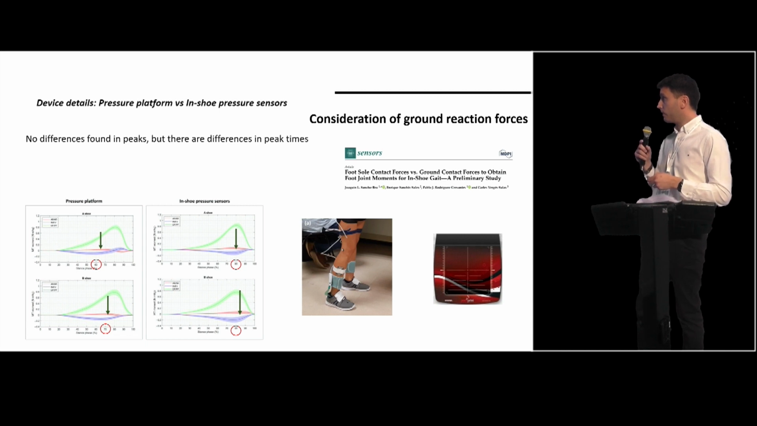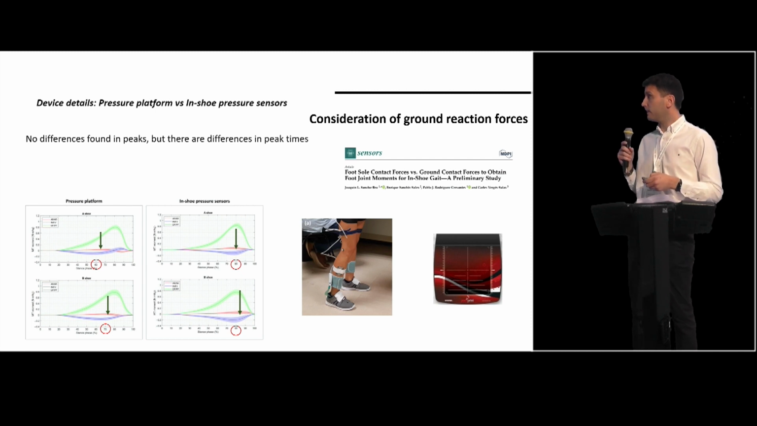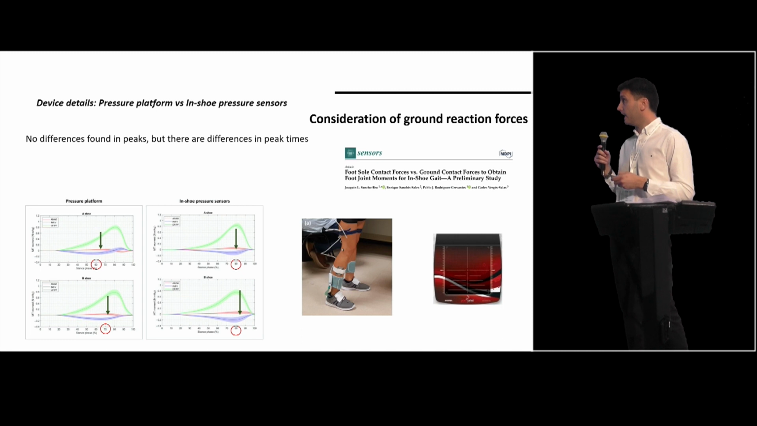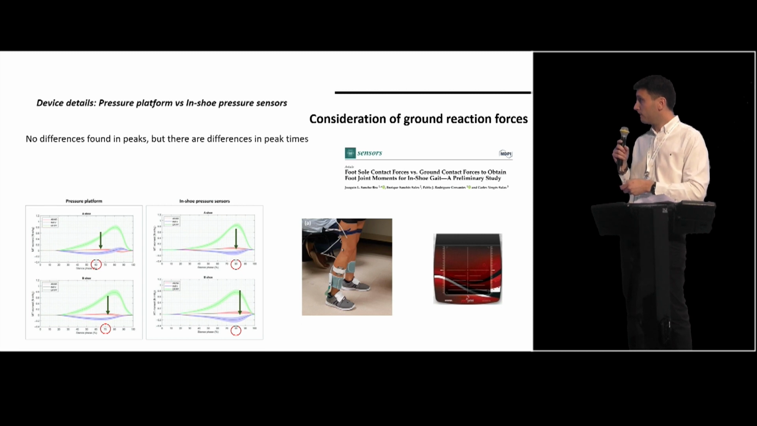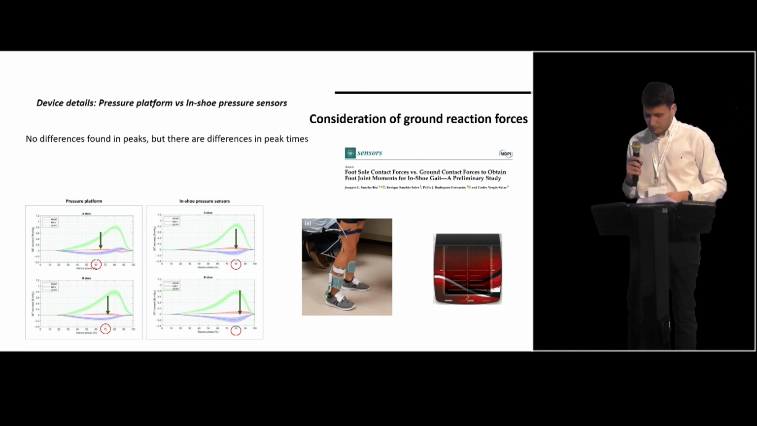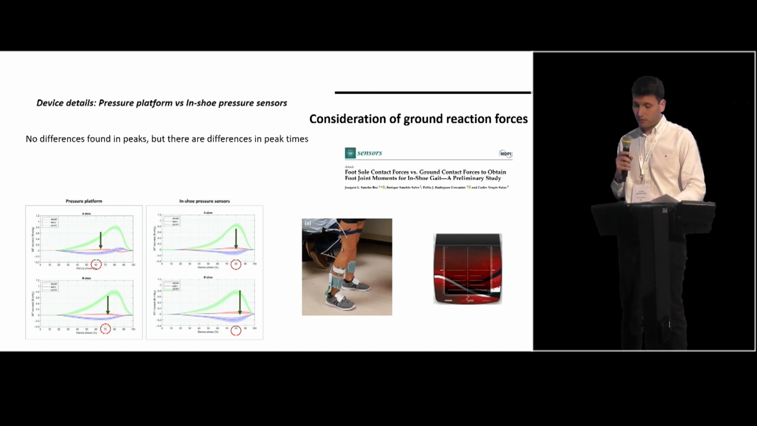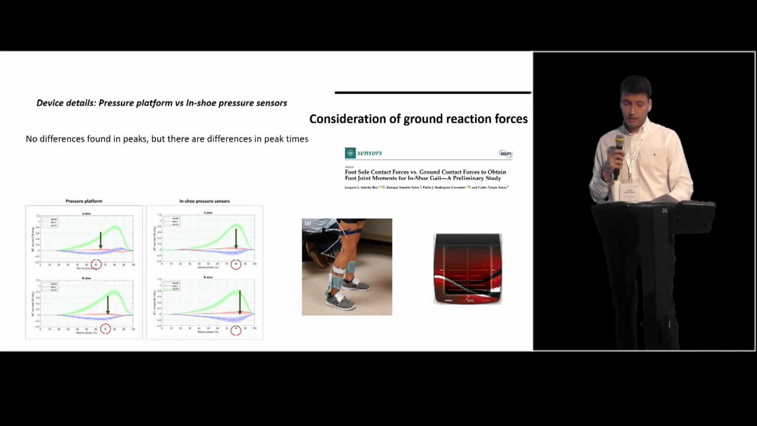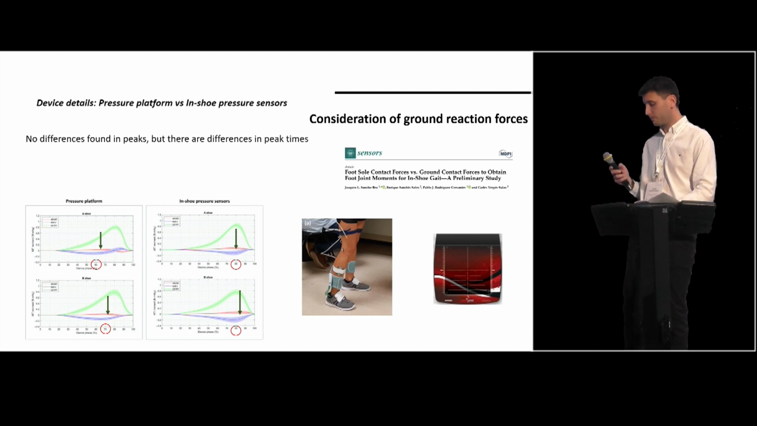If we compare both devices, pressure platform versus insole pressure sensors or instrumented insoles, we don't find a difference in peak moments, but there are differences in the timing of peaks. The insole pressure sensor has later peak moments during the stance phase. Finally, the device seemed to affect both shoe conditions in the same way. These findings suggest the interchangeability of measuring joint moments with one device or the other, independently of footwear condition.